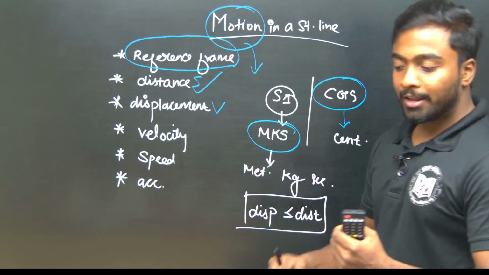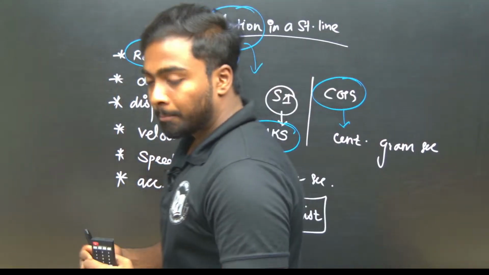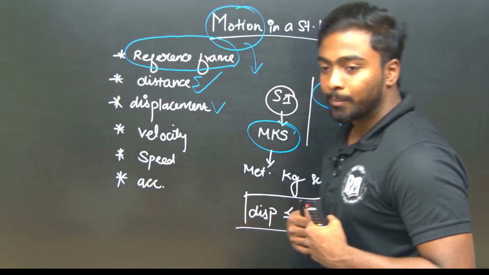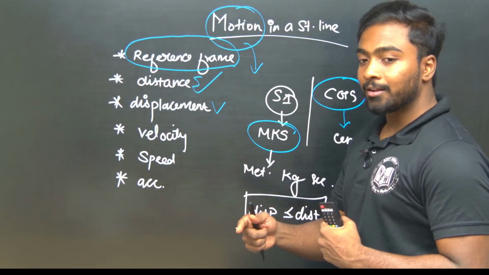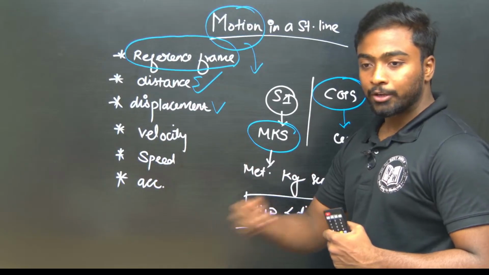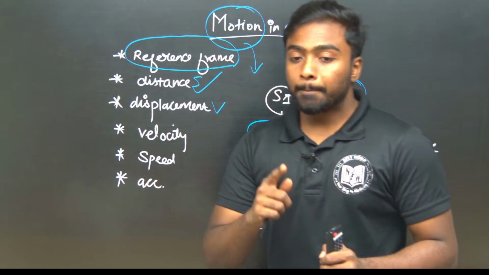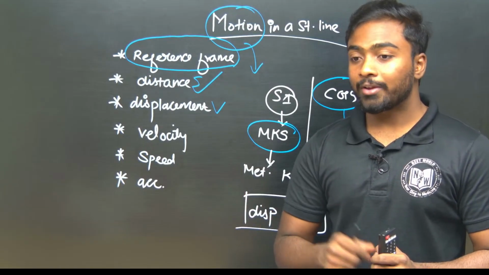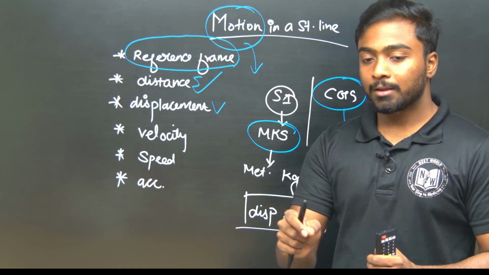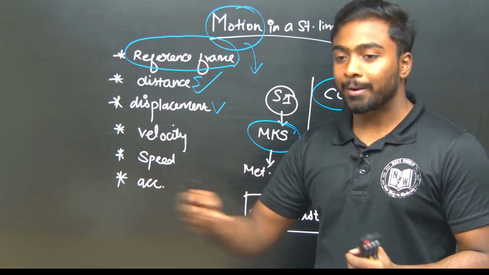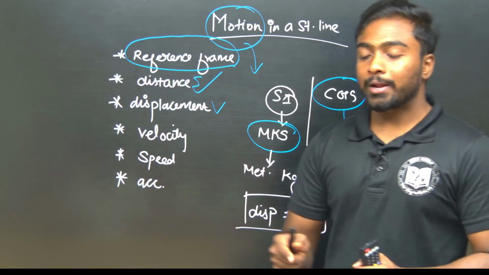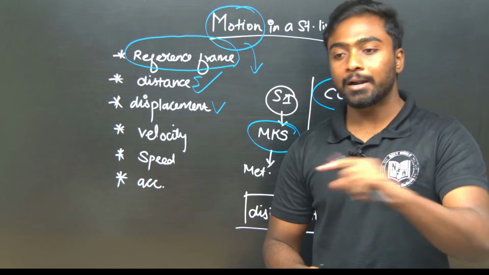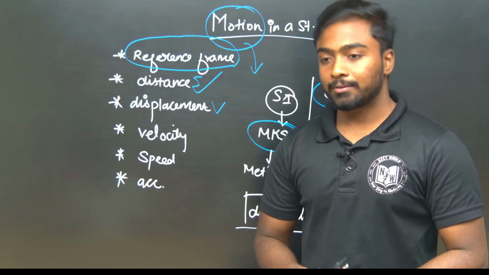When I walk forward, some x meter has been covered, and if I come back, some x meter has been covered. If they are asking for distance, it is x plus x, 2x. But what about the displacement? Final position minus initial position, so x minus x will be 0. So when I travel from point A to point A again, displacement will be 0, but distance will not be equal to 0.